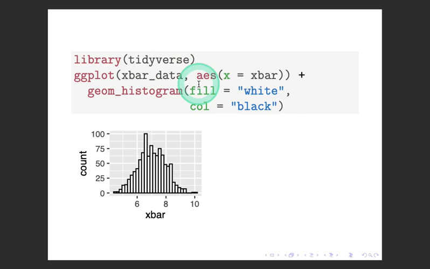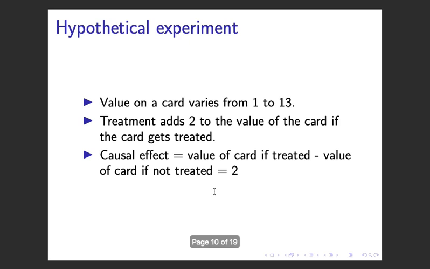As we've been doing, we use tidyverse, ggplot. We plot a histogram, so we use geom_histogram of x bar. So we see that, okay, around 7 is the center of this histogram, and it's varying right from here to even there's some observation which is equal to 10.